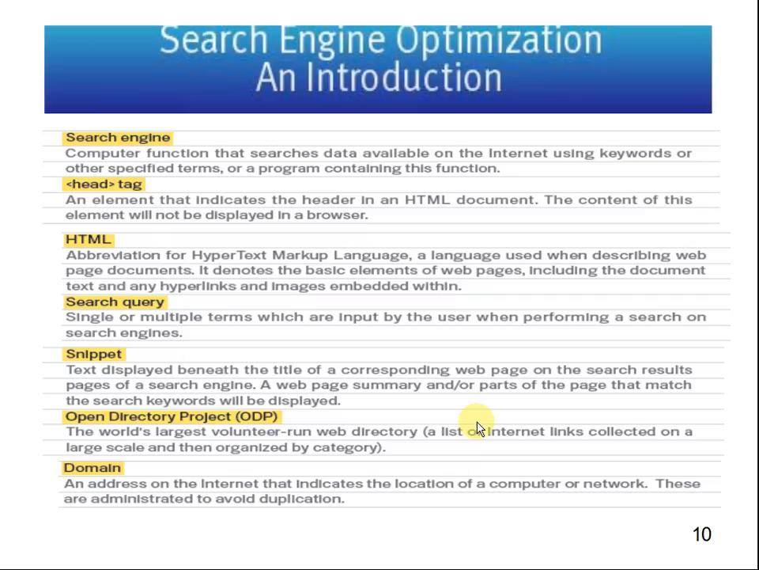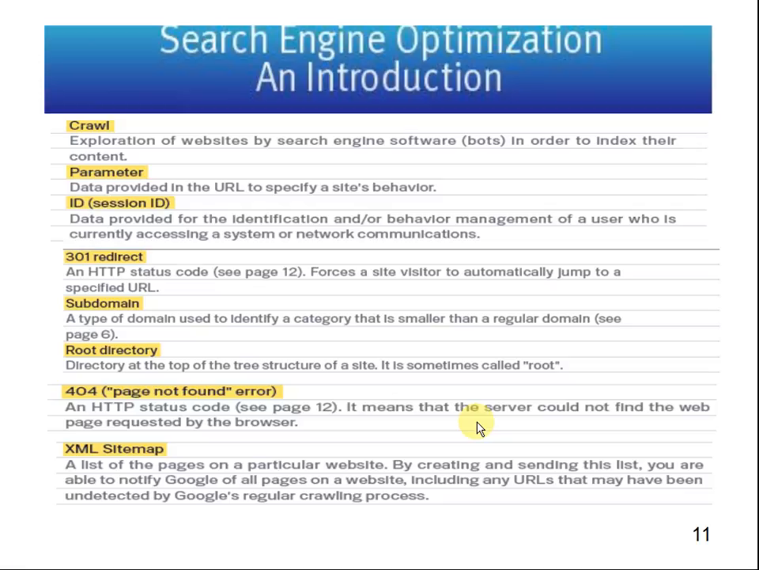You can see, we will take up only the important things. Crawl means a search engine software, also called bots, which fetches the data from the particular website and indexes their content. Parameters are the data provided in the URL.